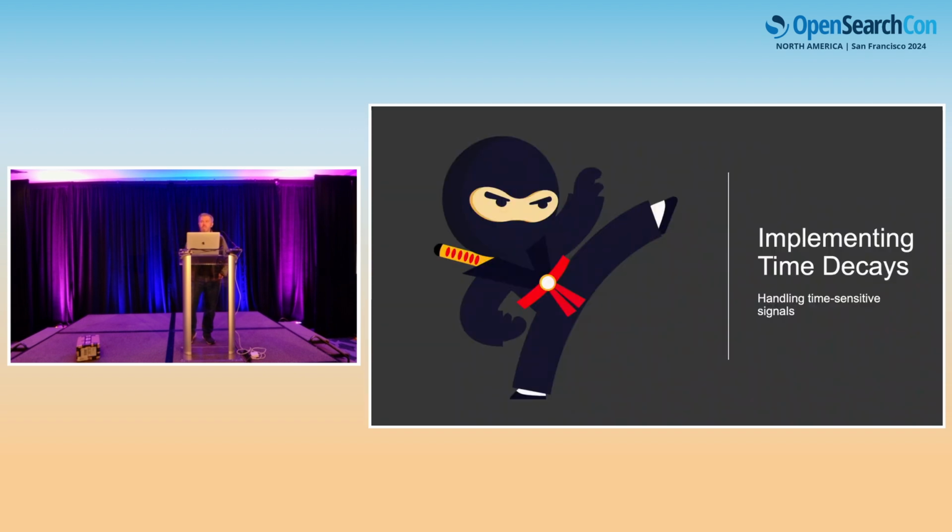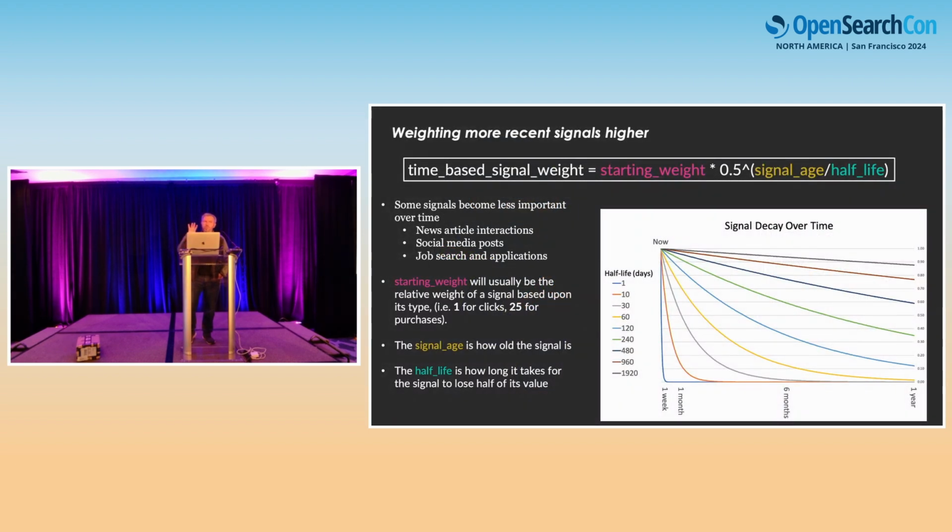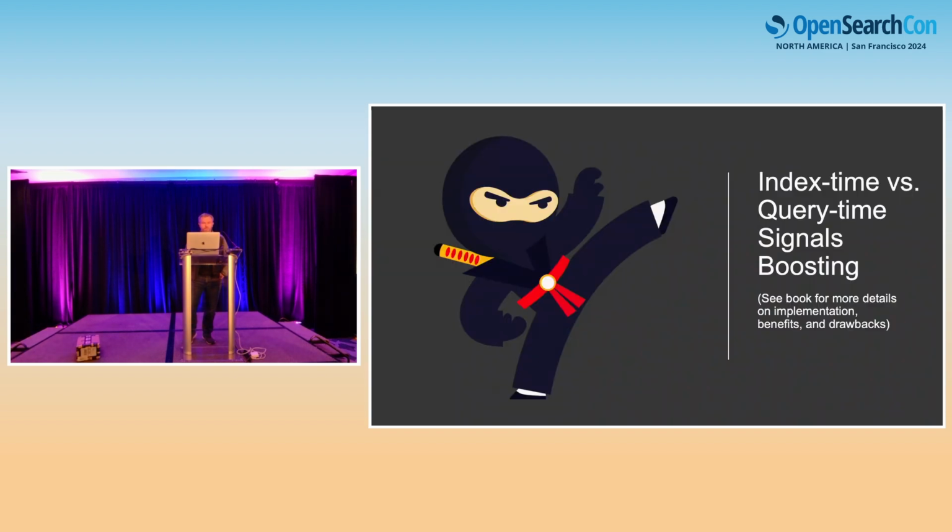There's also time decays. If it's job search or a news website, you're going to want to penalize signals boosts if they're older, and promote ones that are newer. All those techniques are in the book. Here's some code for it. Play with it. Get the Jupyter notebook. All fun to play with. And then also there's some benefits to doing index time signals boosting versus query time, but that's for another talk.